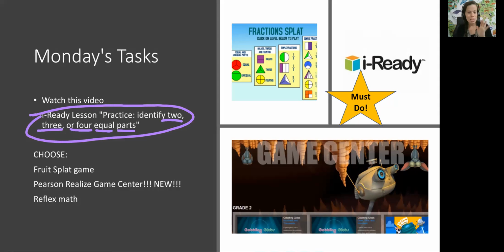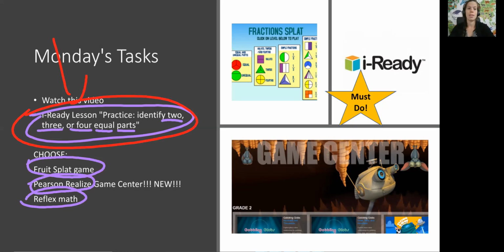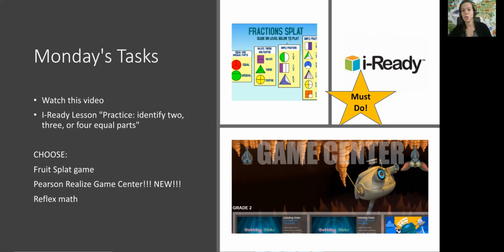Now, if you get done with that and you have a little extra time and you want to practice some more, there's a fruit splat game. There's a game center in Pearson Realize that I just found that I'll show you. And you could even just go on Reflex Math. But remember, what you have to do is go on iReady today. You have to, okay? That is how I am grading you today.